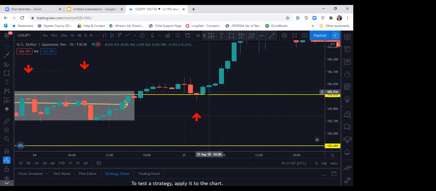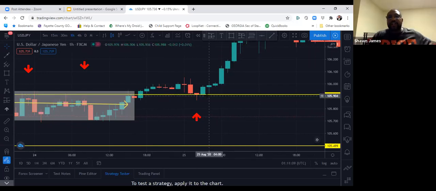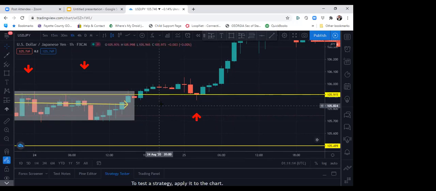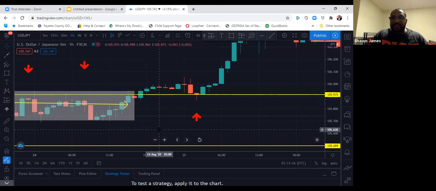When we're marking up a chart, we're really trying to help define what levels it's on. Is it on this top level? Is it on this bottom level? That's why we do the lines.